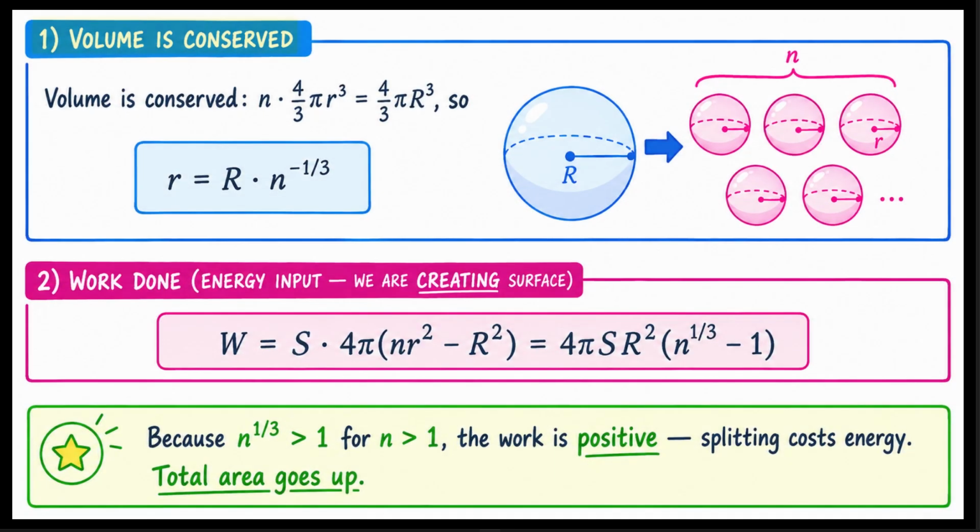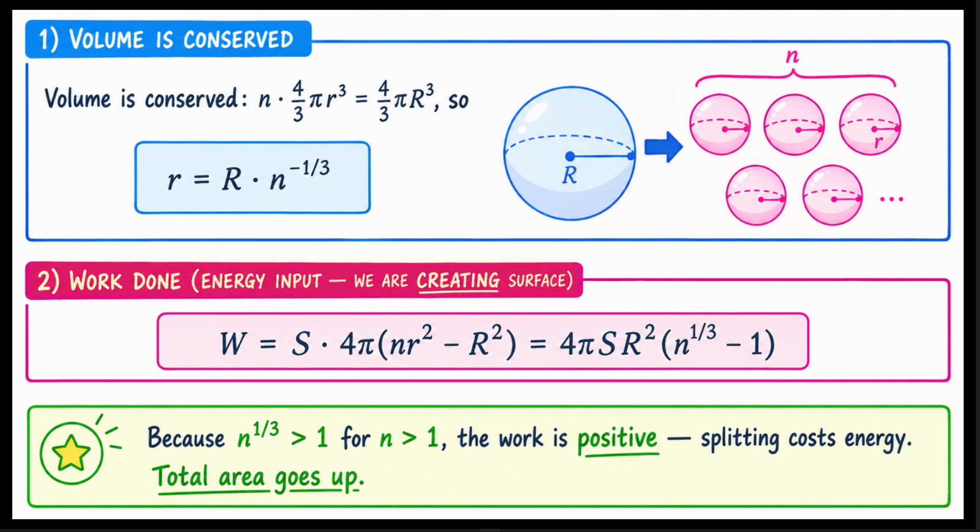Now consider splitting one big drop into n smaller drops of equal size. Volume must be conserved, so n times 4/3 pi r cubed equals 4/3 pi R cubed, where R is the original radius. Solving, r equals R times n to the minus 1/3. Each small drop has a much smaller radius, but there are n of them, so the total new area is n times 4 pi r squared.